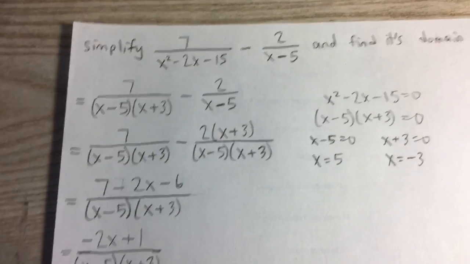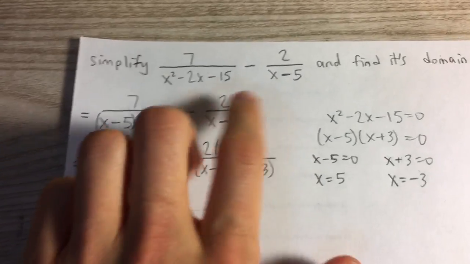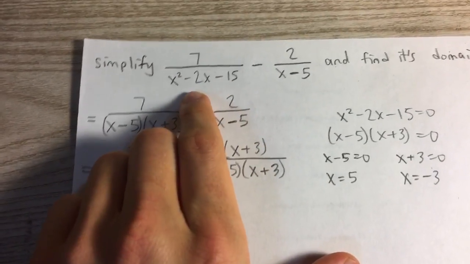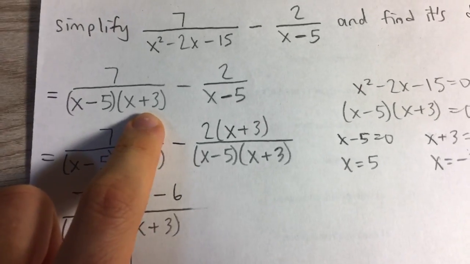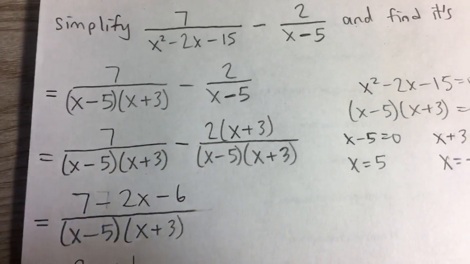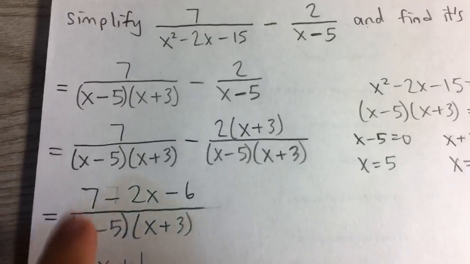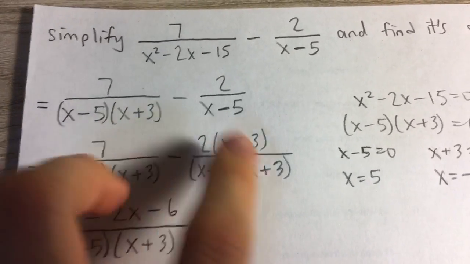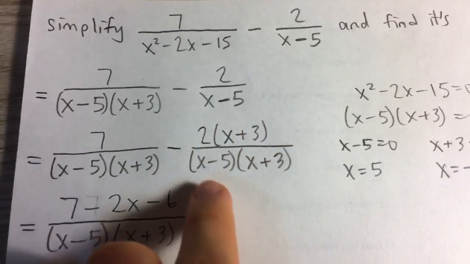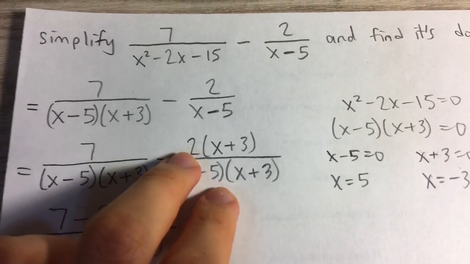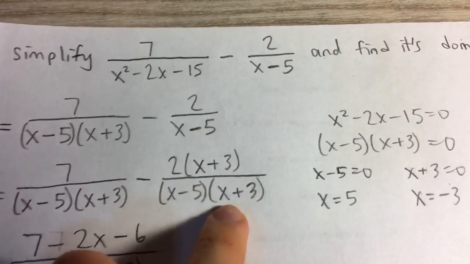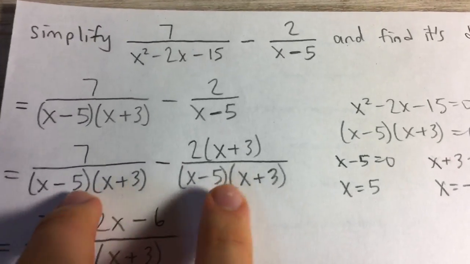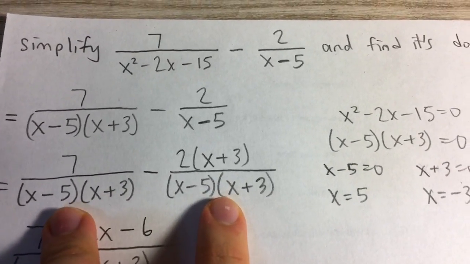So here, to find a common denominator, let's first factor this quadratic, and it can be factored into x minus 5 times x plus 3. And now we can see that our lowest common denominator will be x minus 5 times x plus 3, because this already has an x minus 5. And so all we have to do is multiply the numerator and denominator of the second fraction by x plus 3. And now you can see both of these fractions have a common denominator.